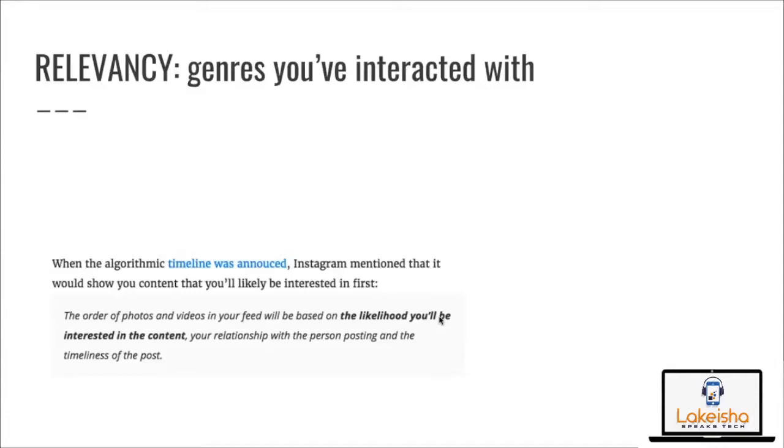So let's pay attention to what's in bold. The likelihood you'll be interested in the content. So who knows who Instagram is owned by? Facebook? Facebook, right. So Facebook is huge when it comes to relevancy. When you think about it, Facebook only shows you what they feel that you're interested in. They go by the things you like, as we talked about with engagement in number 1, because they're transferring all that over to Instagram.